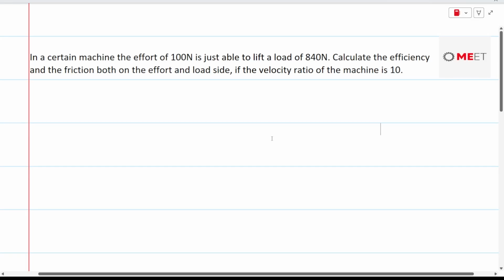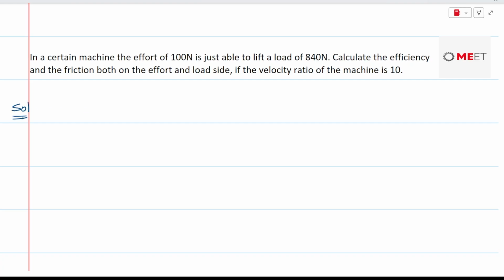The question is about a certain machine which requires an effort of 100 newtons and is able to lift a load of 840 newtons. Calculate the efficiency and friction on effort and load side if the velocity ratio is 10.